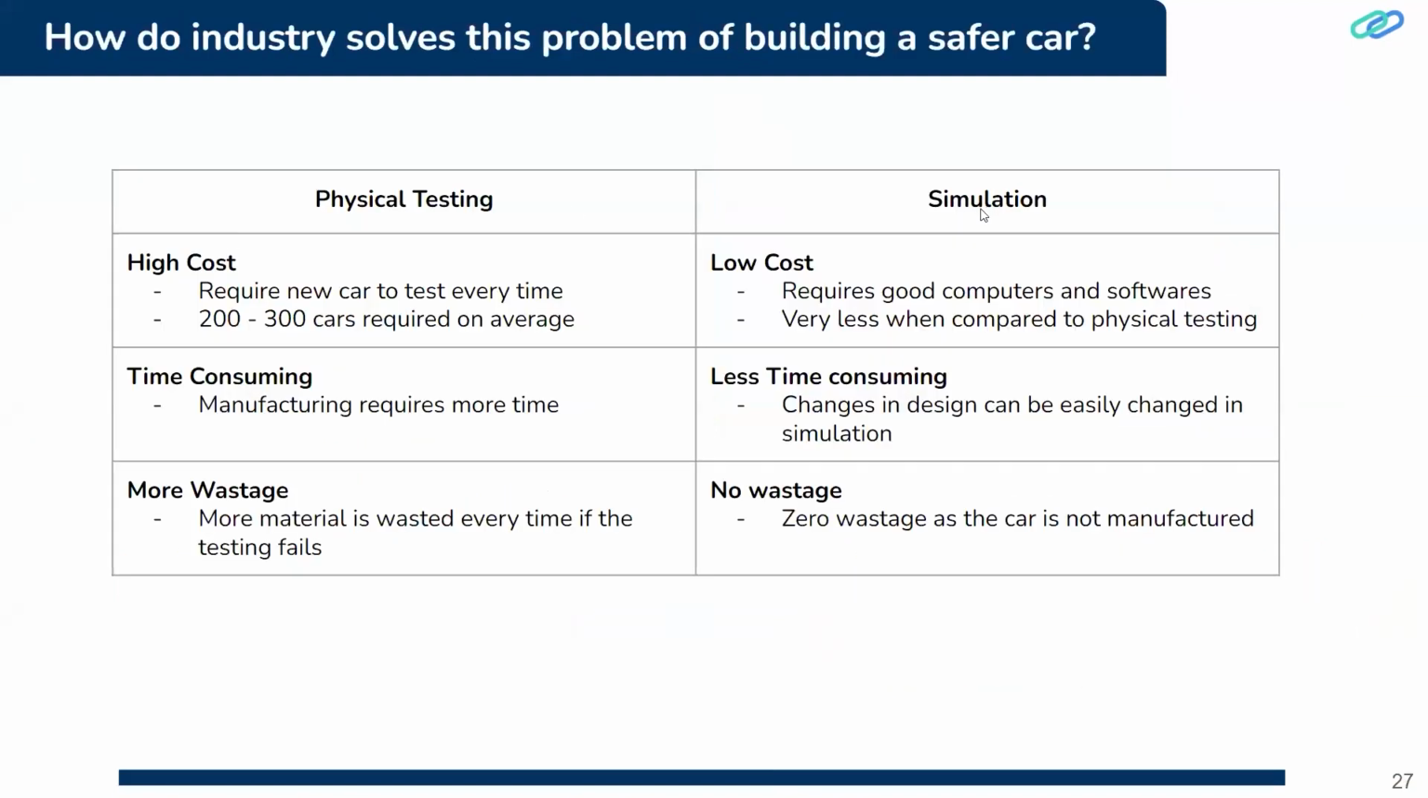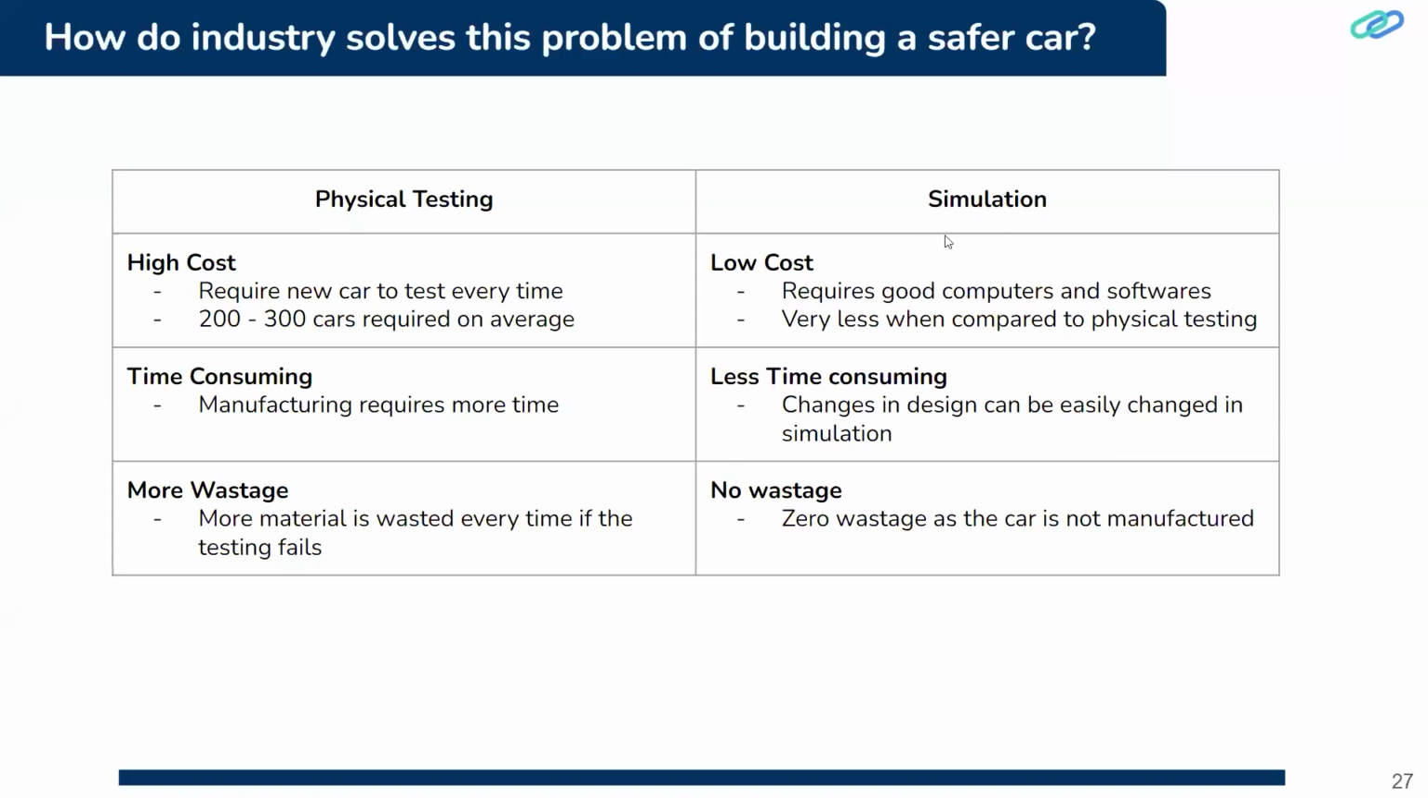Now, physical testing versus simulation differences. Cost. Physical testing is high cost, simulation is low cost. High cost in the sense, let's say if I'm going to do testing on a car, typically I'll need 200 to 300 cars on an average to come up with the best possible material, design and structure for my car.